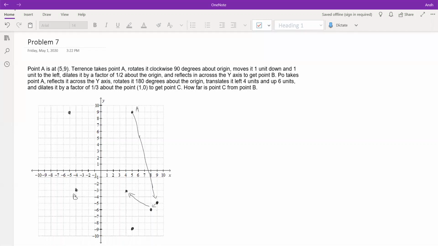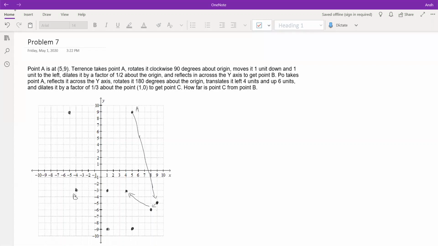So now what Poe does is that he translates it left 4 units and up 6 units. So we move left 4 units, we get the new x coordinate is 1, since we have 5 minus 4, which is 1. And when we move it up 6 units, we have -9 plus 6. So it moves to (1, -3).